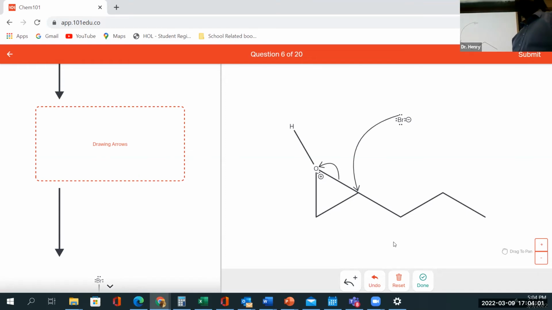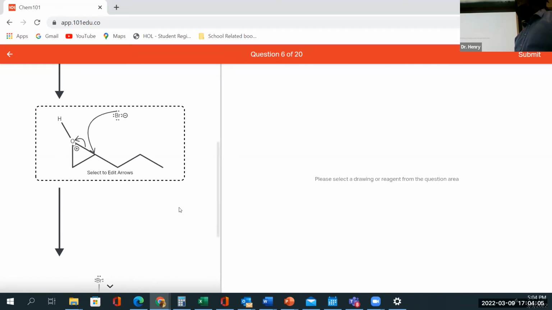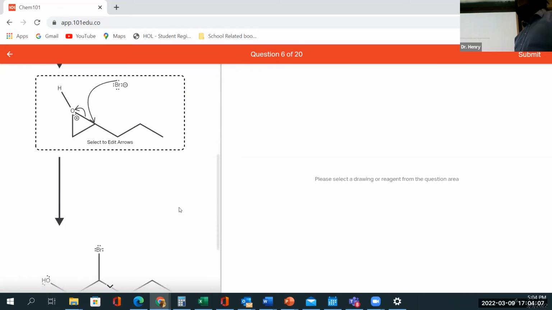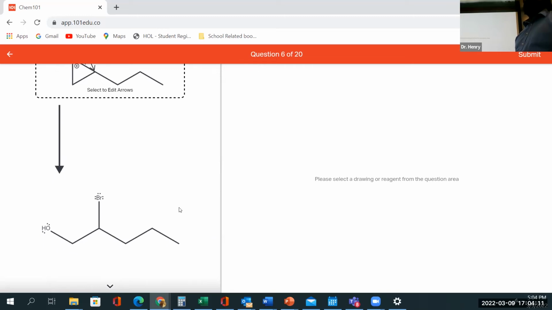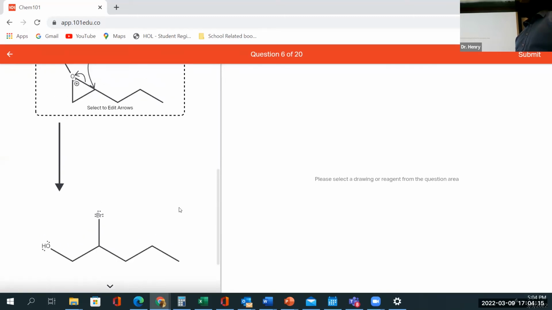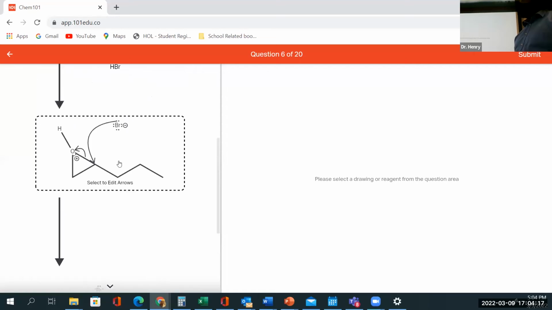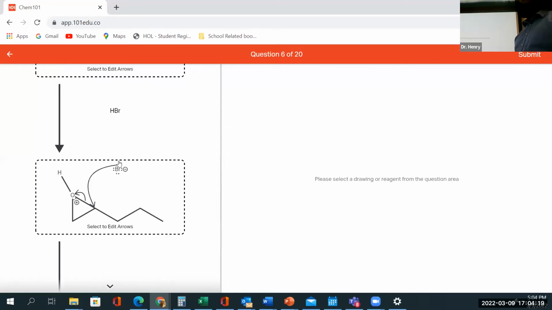Anything else? Yep. Why didn't bromide attack the other? I mean, bromide didn't attack. Why you're saying why wouldn't it attack this edge? Yeah. I guess.